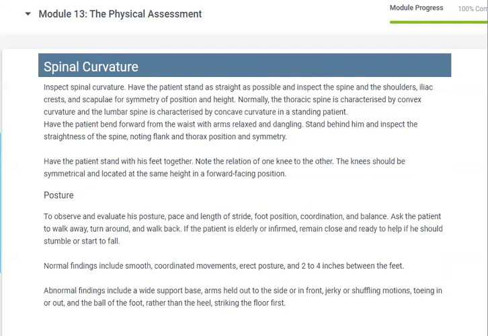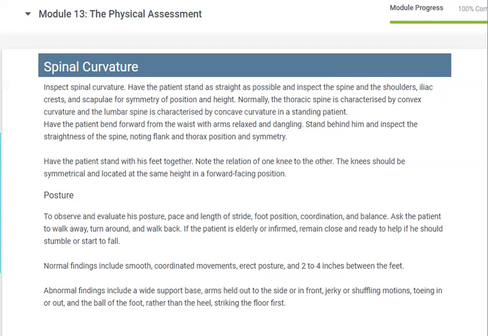Spinal curvature. During the physical assessment, inspect spinal curvature. Have the patient stand as straight as possible and inspect the spine and the shoulders, iliac crests, and scapulae for symmetry of position and height. Normally, the thoracic spine is characterized by convex curvature and the lumbar spine is characterized by concave curvature in a standing patient. Have the patient bend forward from the waist with arms relaxed and dangling. Stand behind him and inspect the straightness of the spine, noting flank and thorax position and symmetry.